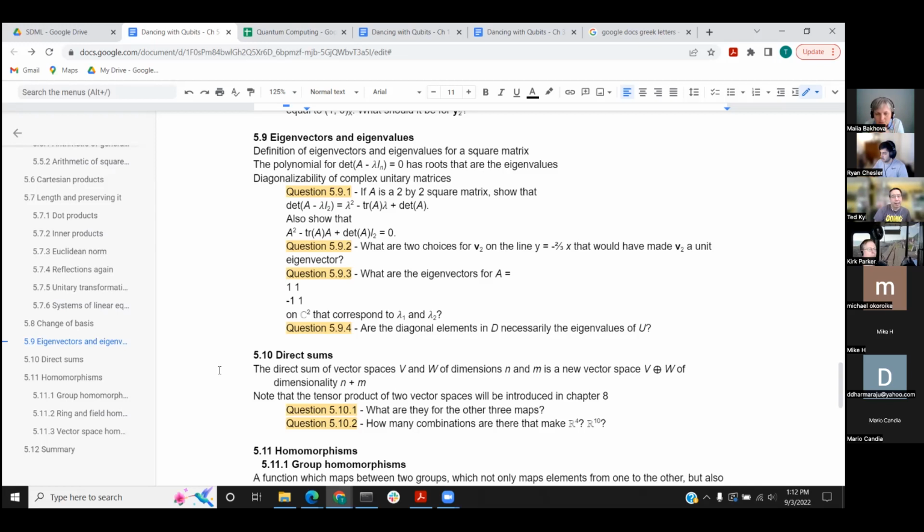And then he talked about diagonalizability, and so complex unitary matrices. We're going to be primarily working with unitary matrices for these quantum gates. They are always diagonalizable.